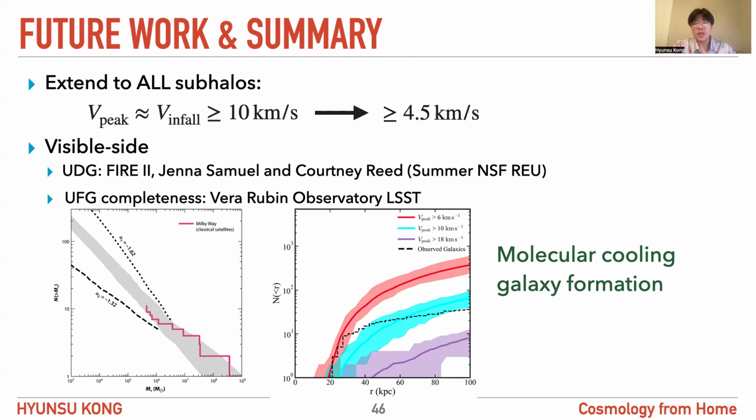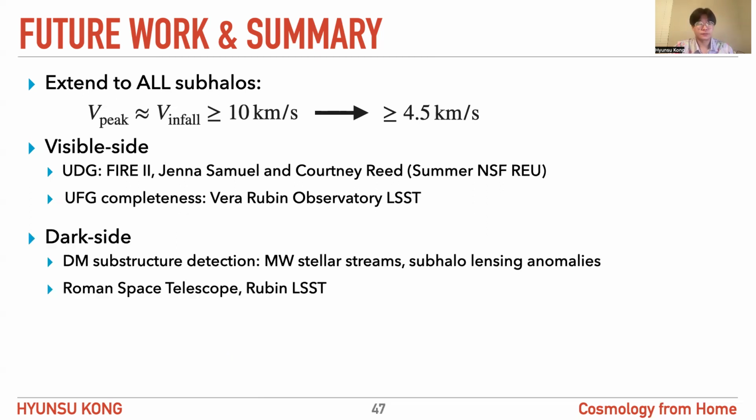Through that, we may be able to extend our knowledge of galaxy formation for low-mass galaxies that form via molecular cooling instead of the canonical atomic cooling mechanism. On the dark side, I'll revise existing predictions for subhalo stream interactions and subhalo lensing perturbations. And finally, I'll apply Bloodhound to simulations of alternative dark matter models, such as self-interacting dark matter. This concludes my talk, and thank you.